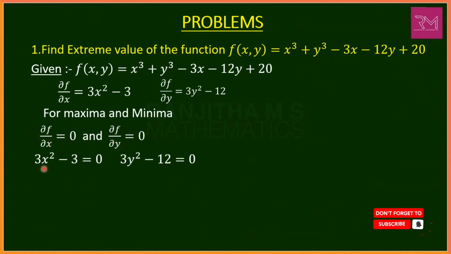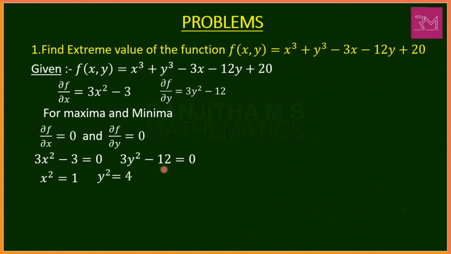Here, del f by del x value is 3x square minus 3 equal to 0. Del f by del y value is 3y square minus 12 equal to 0. Or we can take it as here 3x square minus 3 equal to 0. If we take 3 to the right hand side and 3 goes to the denominator, we get the value of x square as 1. Here 3 by 3, we get the value of x square as 1.